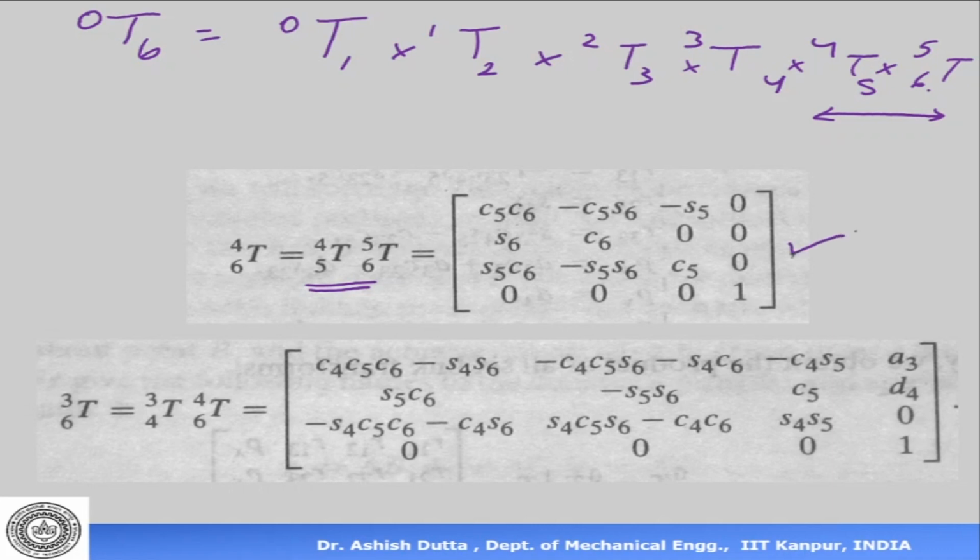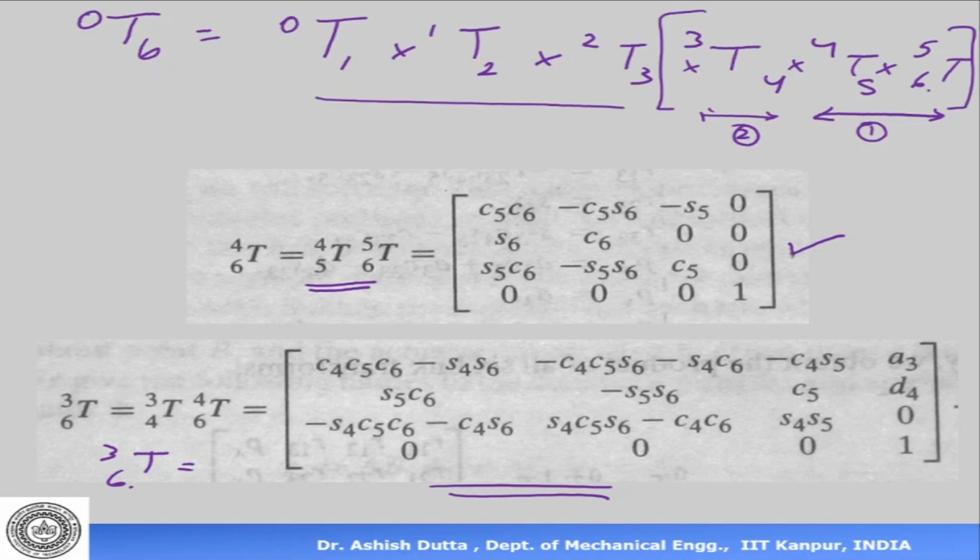Then I will multiply 3 to 4. So the first multiplication is this one, then the second one is this one. I'm not changing the order of the matrices, so it doesn't matter. Then I multiply 3 to 4 with 4 to 6, so I get 3 to 6 as this matrix. That means the relationship between the 6th frame and the 3rd frame, which we have got by multiplying these 3 matrices.